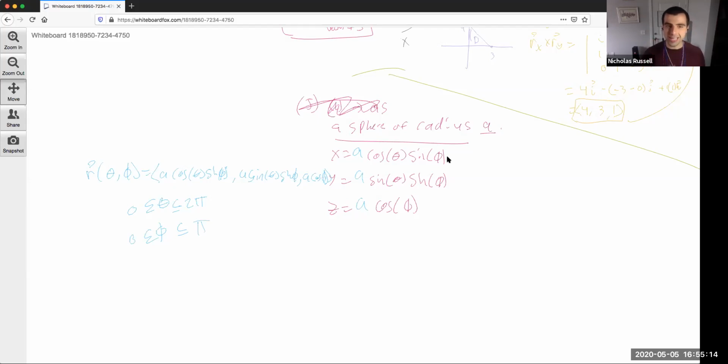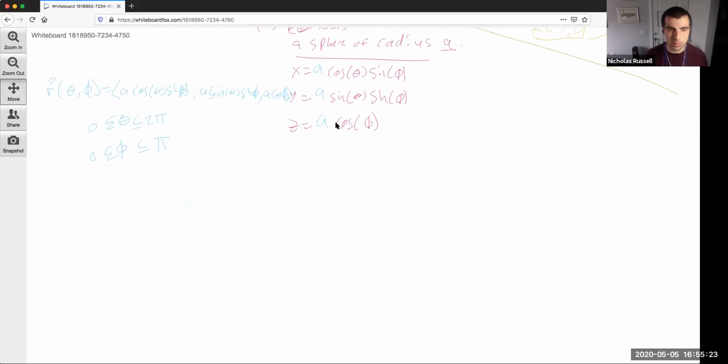And now my goal is again to find the surface area of this. I need to do a little bit of brute force here. It's going to be a tedious calculation, as it sometimes is. What I need to do now is compute R sub theta and R sub phi, the derivatives of those two. So I'm going to do R sub theta here.